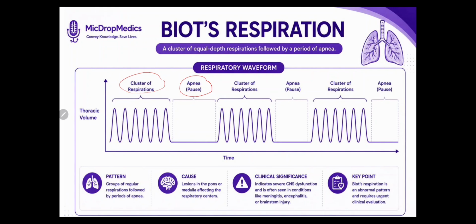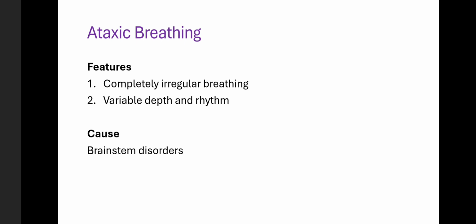The point I am trying to make you understand is that it contains regular breaths of equal depth followed by irregular periods of apnea. The apnea periods are not regular, they are irregular, but the breaths are of equal depth and regular. If Biot's respiration is a disrupted pattern, ataxic respiration is absolute chaos.